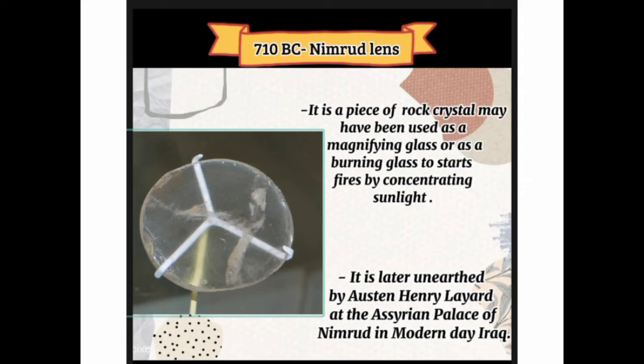710 BC, Nimrod lens. It is a piece of rock crystal that may have been used as a magnifying glass or as a burning glass to start fire by concentrating sunlight. It was later unearthed by Austen Henry Layard at the Assyrian Palace of Nimrod in the modern era.